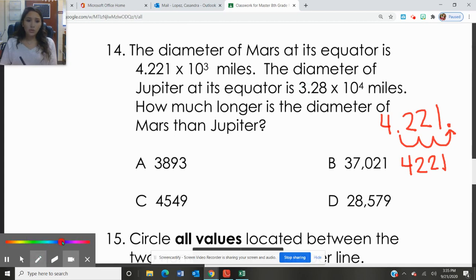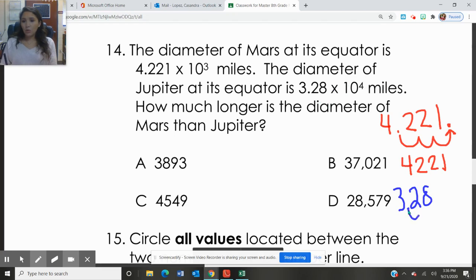Okay, now I have the diameter of Jupiter, and it is 3.28 times 10 to the fourth. So I am going to get 3.28. And again, this 4 is telling me that I'm going to move my decimal place 4 spots to the right. So I'm going to go 1, 2, 3, 4. And remember, since there are no numbers in these spots, 0 is going to take its place. So my new number now is 32,800.